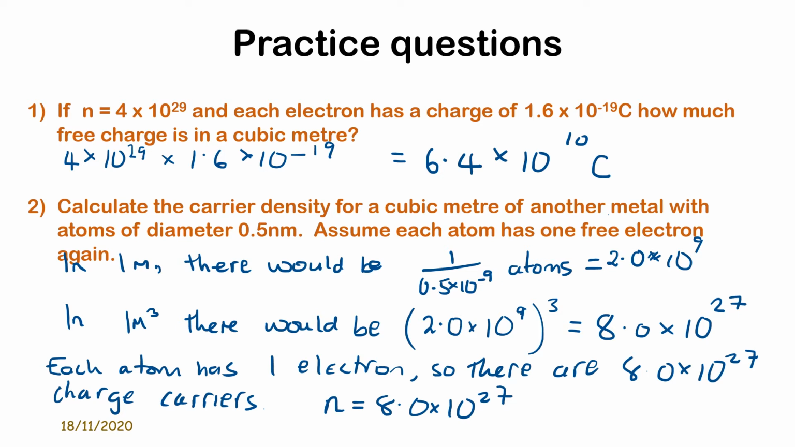So there would be 2.0 times 10 to the 9 cubed, which equals 8.0 times 10 to the 27. Each atom has 1 electron, so there are 8.0 times 10 to the 27 charge carriers. So n equals 8.0 times 10 to the 27.